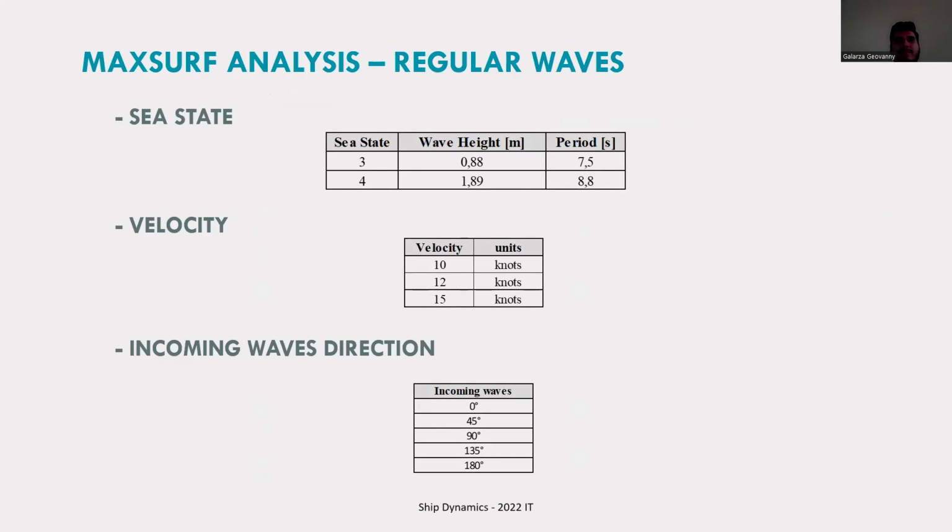All right, for the Maxwell analysis in regular waves, we consider two sea states, 3 and 4, with the wave height and the period. And we consider also three velocities.